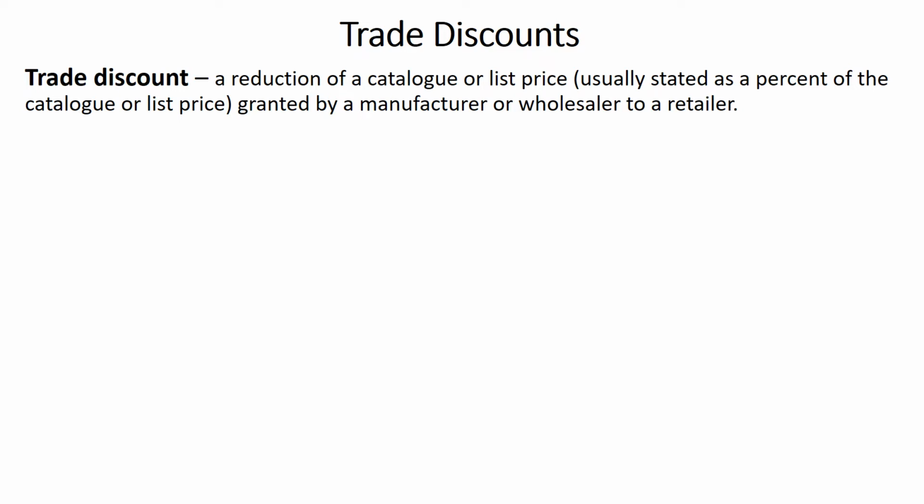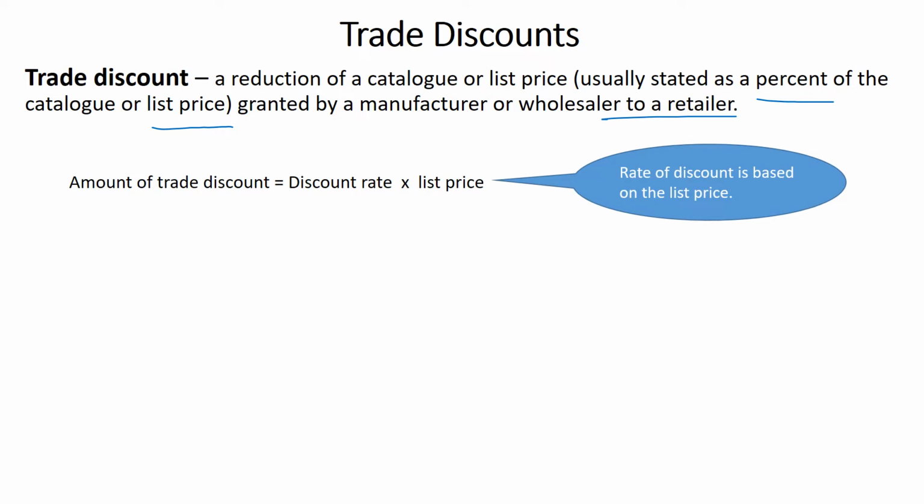Trade discount is a reduction of a catalog or list price granted by a manufacturer to the wholesaler, or by a wholesaler to the retailer in the supply chain. It is always in terms of percent of the list price, and the amount of trade discount is discount rate times list price. Please make a note, the discount rate is always against the list price. So discount rate times list price.